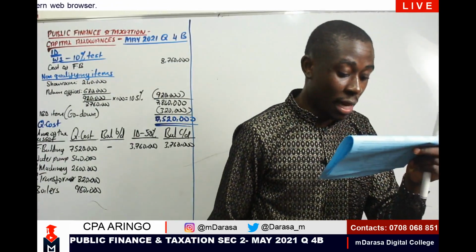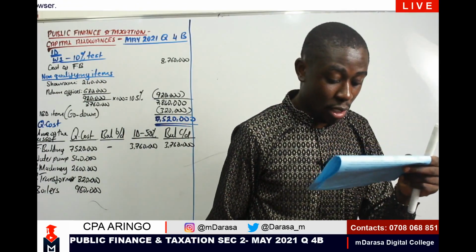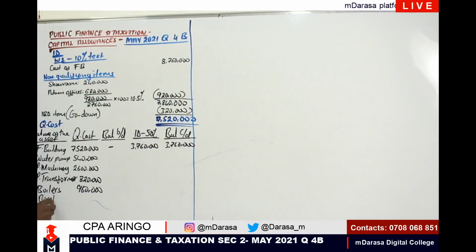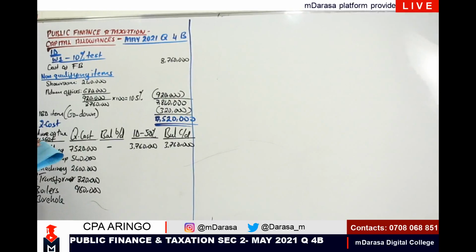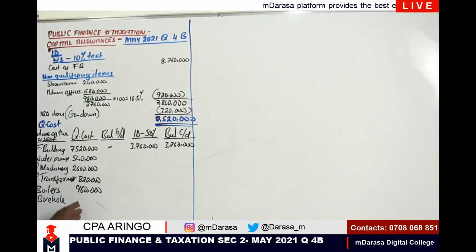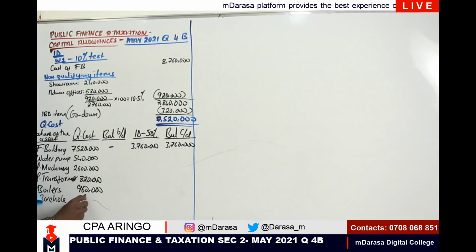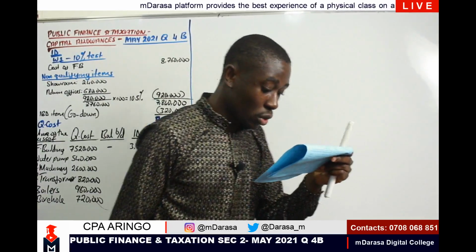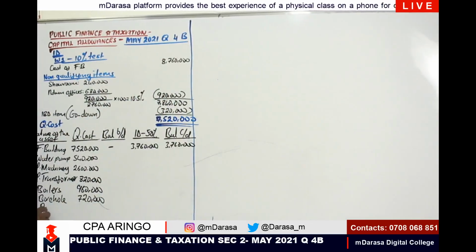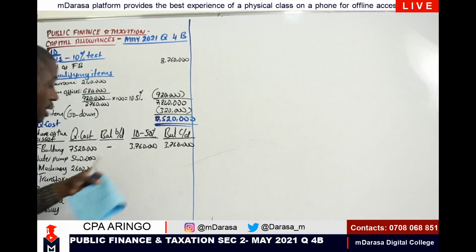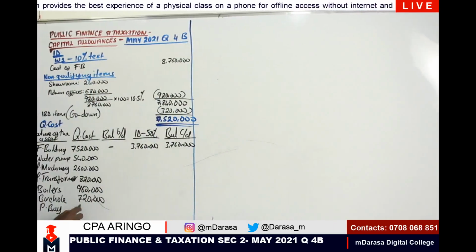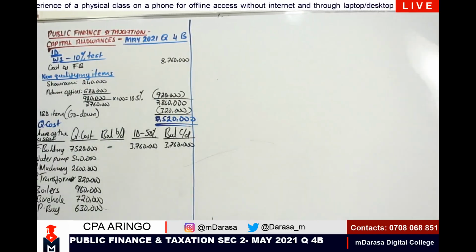Note 2. We have a borehole. Correct. For borehole, I'm given a figure of how much, my good student? We are given 720,000. Then the last component I'm given here was what? Parking bay. For parking bay, I'm given a figure of how much? I'm given a figure of 630,000. I believe my board is still visible.